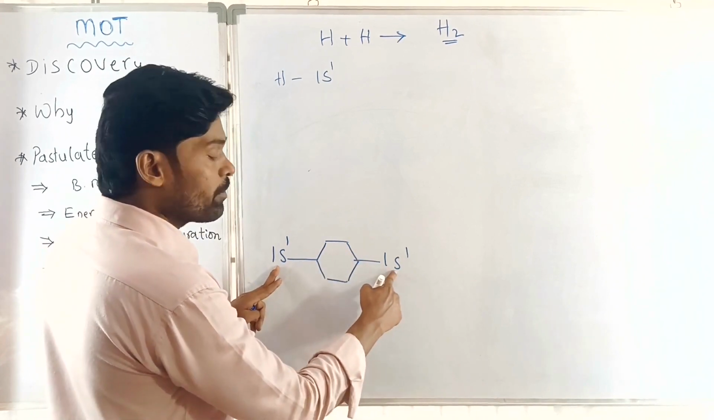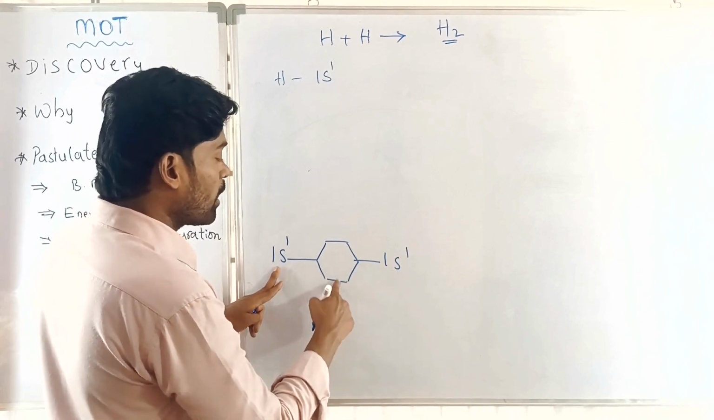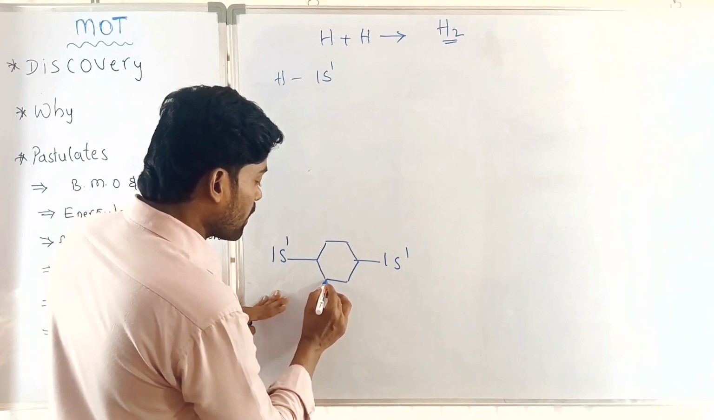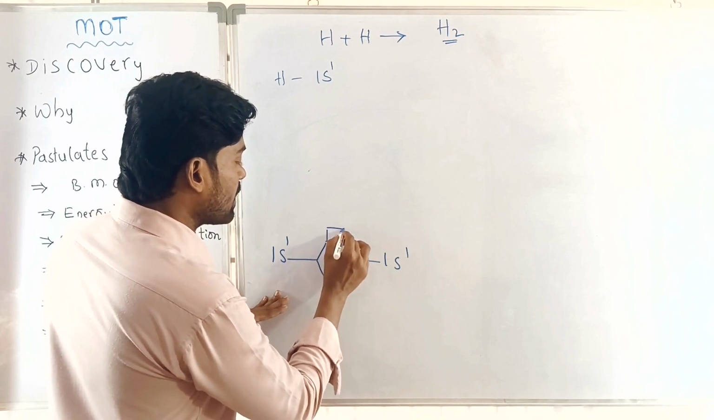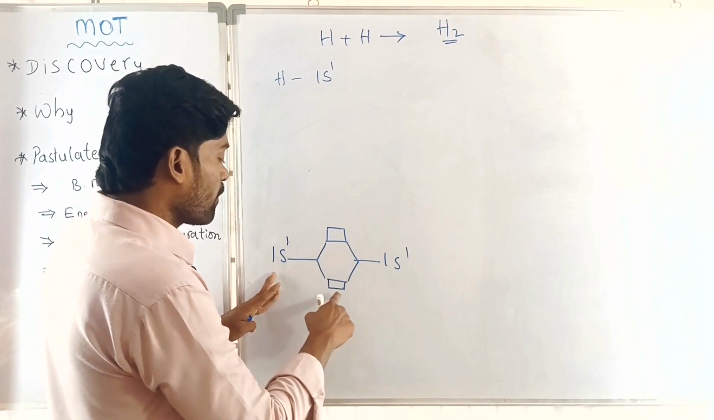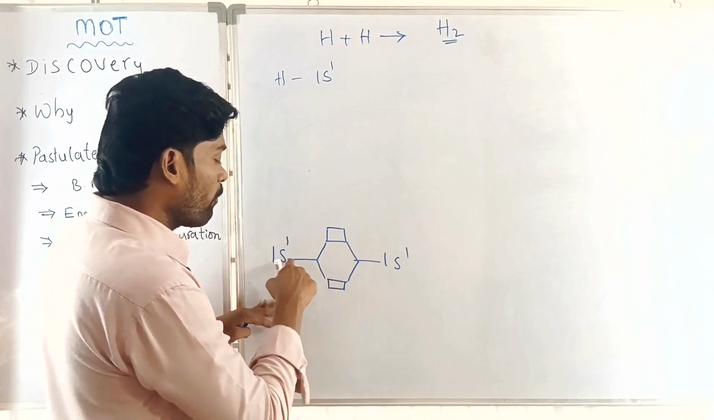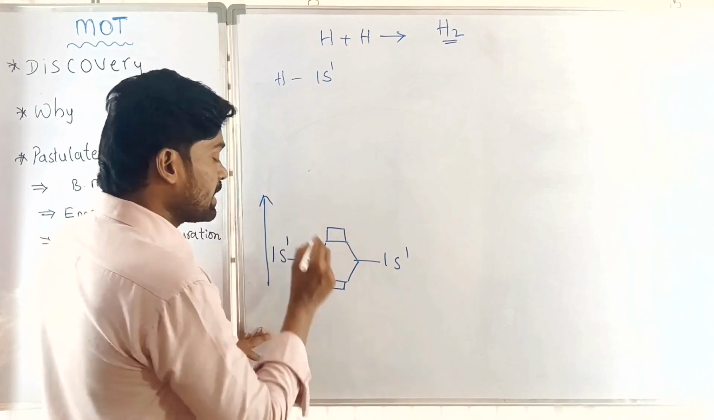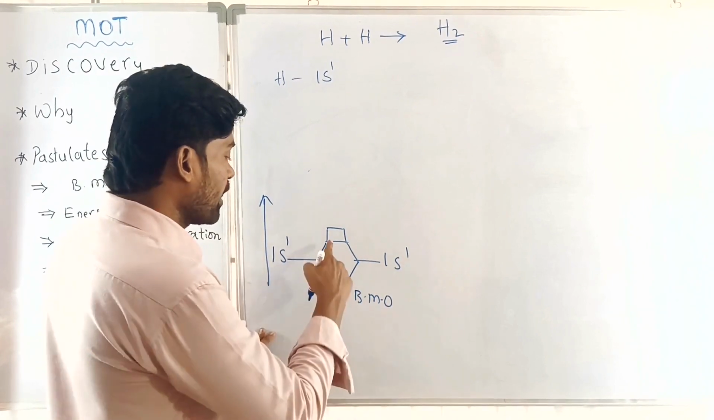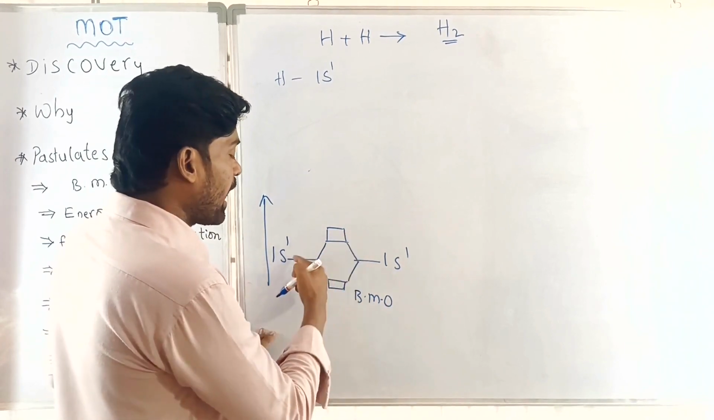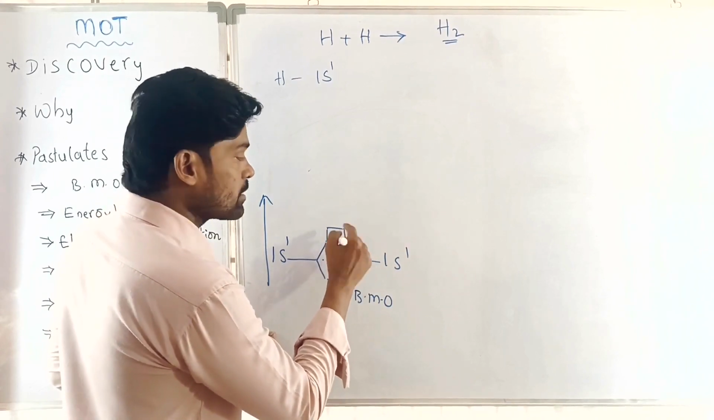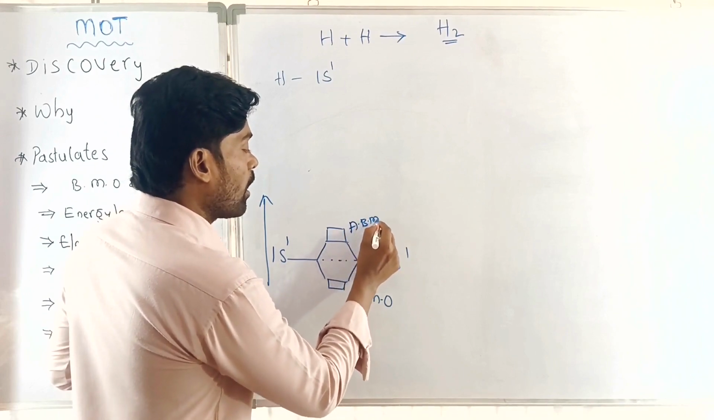Here two atomic orbitals are participating in the bonding, so two molecular orbitals will be generated according to molecular orbital theory. These two molecular orbitals will get different energy levels when compared to atomic orbitals. If the molecular orbital gets lower energy than the atomic orbital energy level, it is called a bonding molecular orbital. If the molecular orbital gets higher energy than the atomic orbital energy level, it is called an anti-bonding molecular orbital.